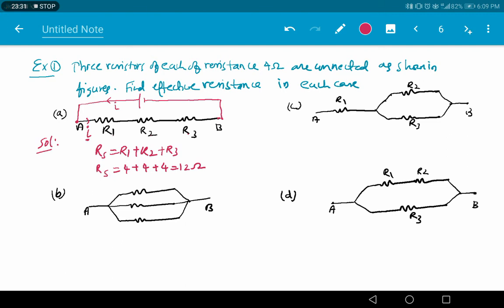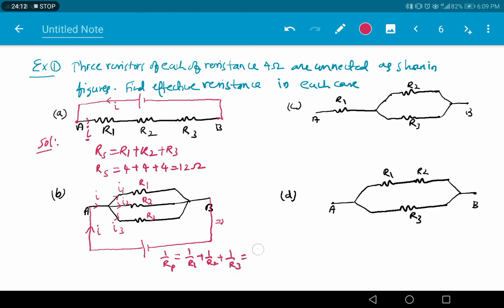Now let us take B. I told you that we should connect a battery or a cell between the ends of the combination. So current I is passing. When current I reaches here, we can identify that it splits as I1, I2, I3. That means the current is splitting, so these three are definitely in parallel combination. Now we can use the formula: 1 by R effective = 1 by R1 plus 1 by R2 plus 1 by R3.